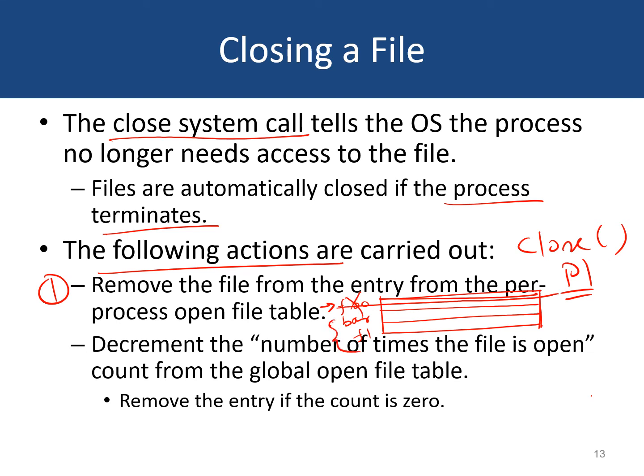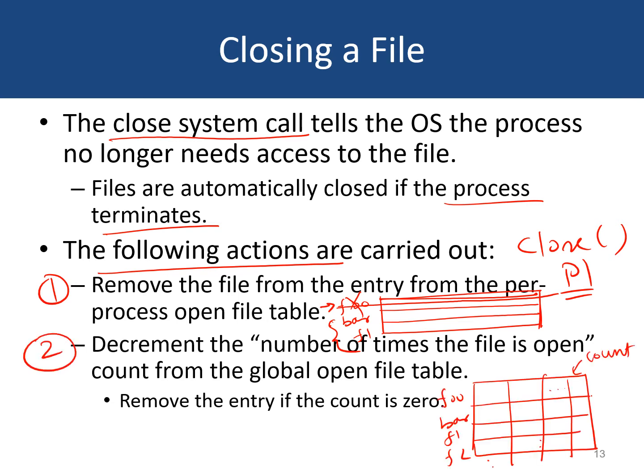Entries for other files which P1 may still need or which are still open for P1 would remain intact in this table. Now after removing foo's entry from process P1's per-process file table, the second thing we will do is decrement the open count for file foo in the global file table. Recall, there is an entry for file foo in the global open file table as well, and one of the fields in that entry is the open count, right?